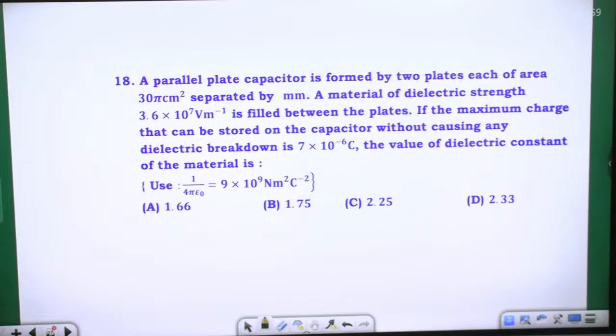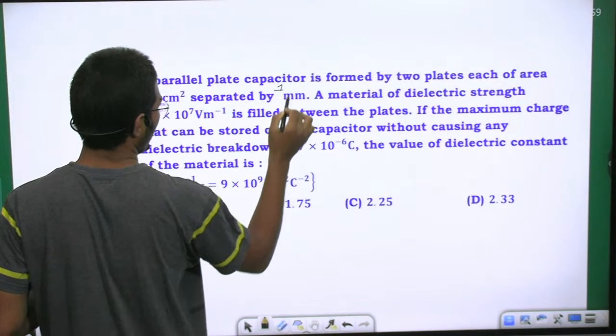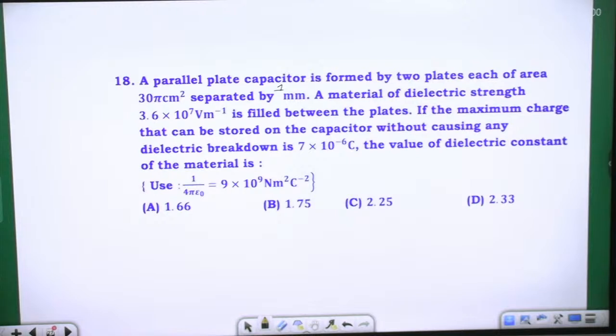Next question. A parallel plate capacitor is formed by two plates, each of area 35 centimeter square, separated by dash mm. I guess it is 1 mm. Let me check, question 18. Separated by 1 mm. A material of dielectric strength 3.6 into 10 power 7 volt per meter is filled between the plates. If the maximum charge that can be stored on the capacitor without causing any dielectric breakdown is 7 into 10 power minus 6 coulombs, the value of the dielectric constant of the material is dash.